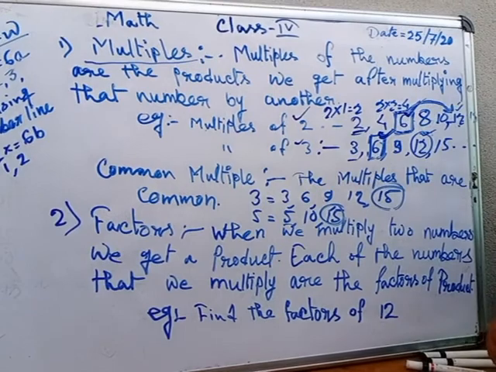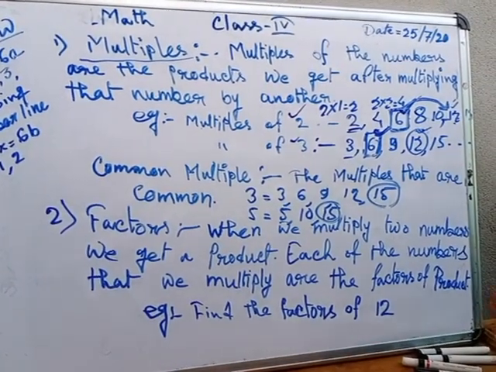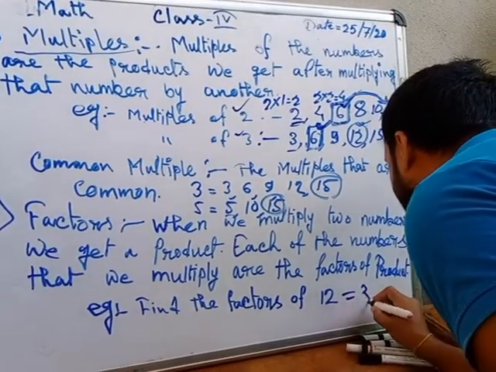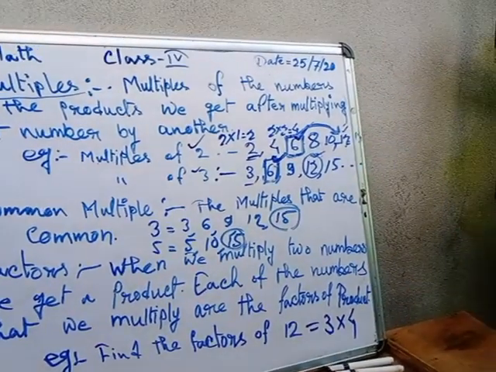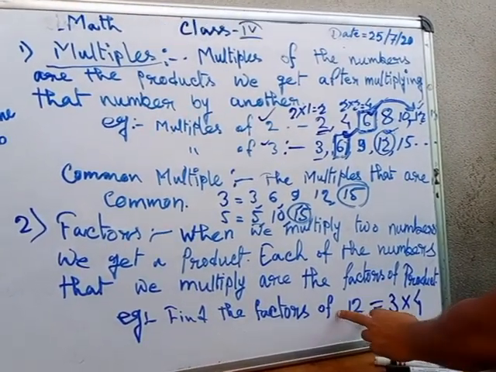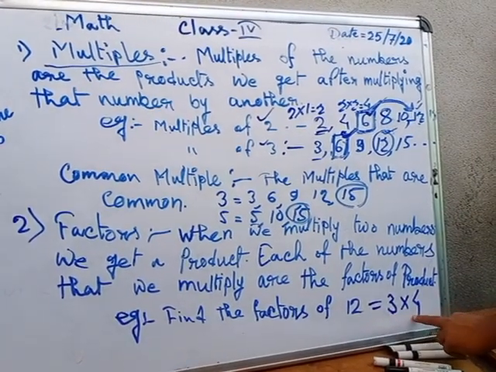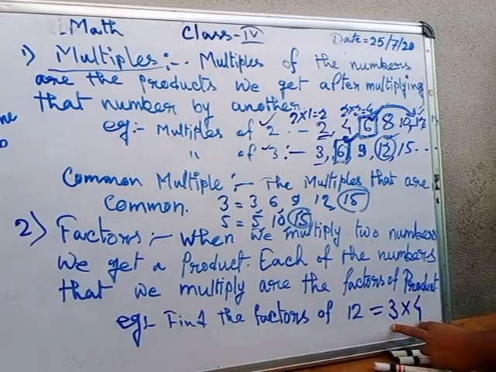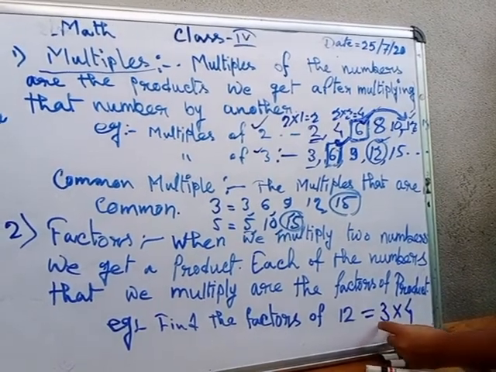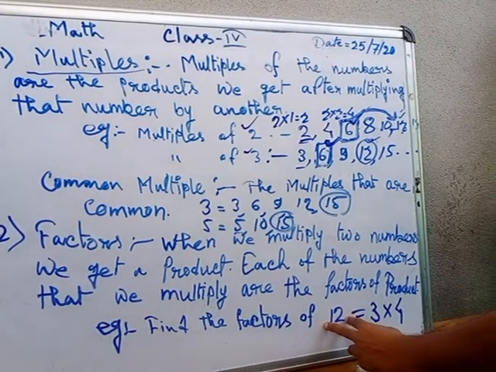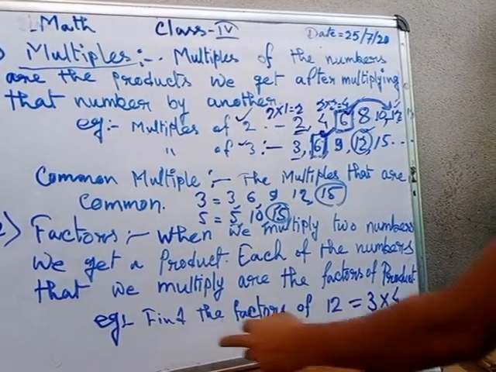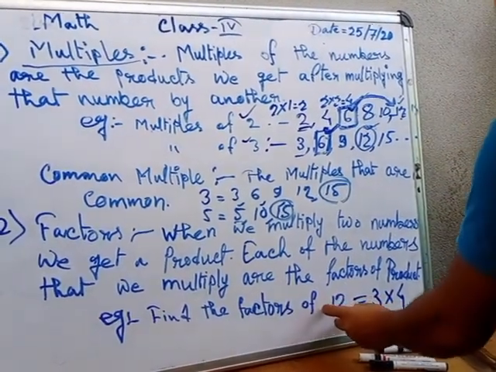Okay. Then I will tell you what a factor is. When we multiply two numbers, suppose 3 and 4, after multiplying we get the product 12. That means 3 and 4 are the factors of 12. When we multiply two numbers, 3 and 4, we get the product 12, and each of the numbers, 3 and 4, is a factor of this product.